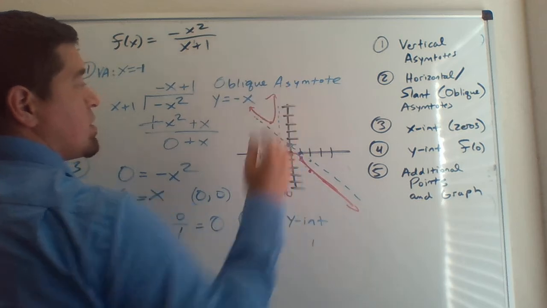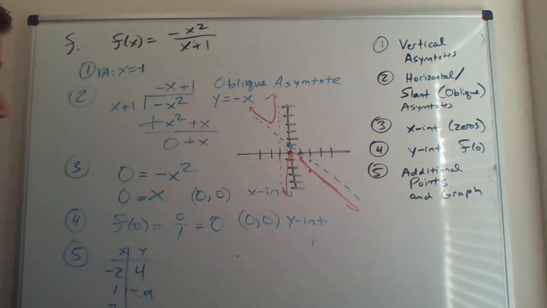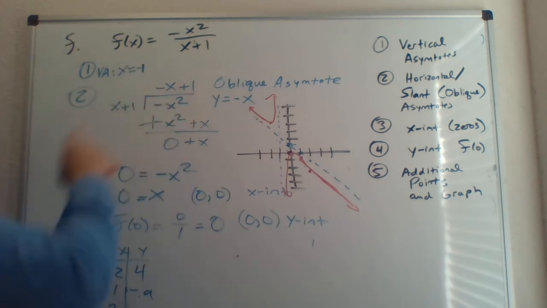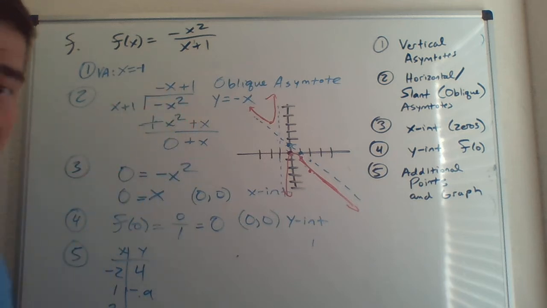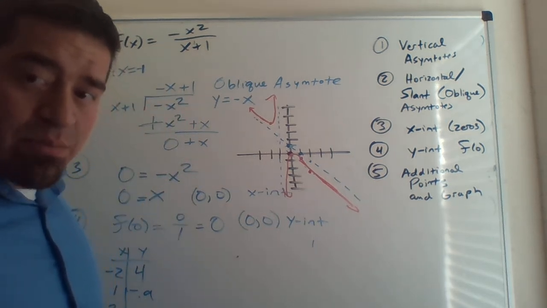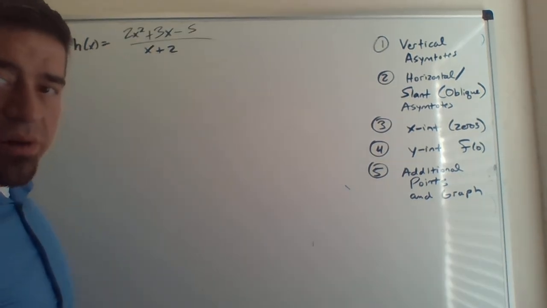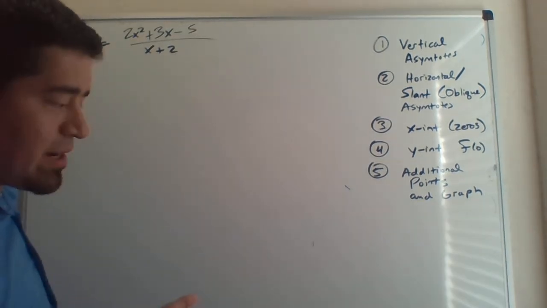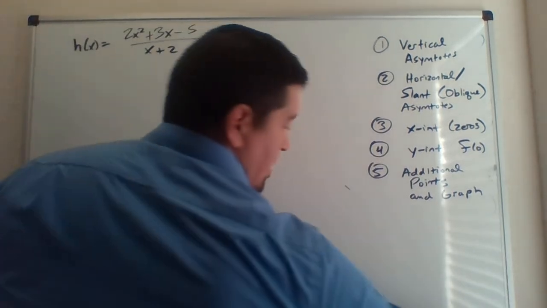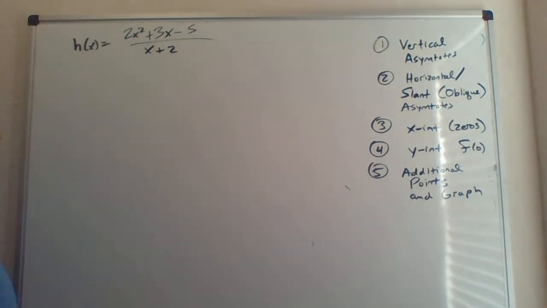You could also graph it into your graphing calculator and check that that is the case. But yes, make sure you make that correction for the slant asymptote. Okay, so we'll go ahead and work on the next problem. We're going to work on h of x, which you'll find on the back of the first page of your notes on 4.4.